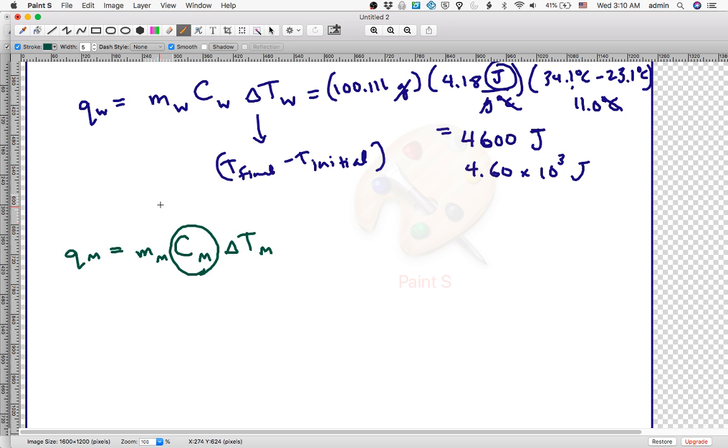So how would you do that? You would have to know how much heat the metal lost. You would have to know the mass of the metal. You would have to know the change in temperature for the metal. I won't write that, it takes too long to write. This is an S. These are S's. So how do you know those things?